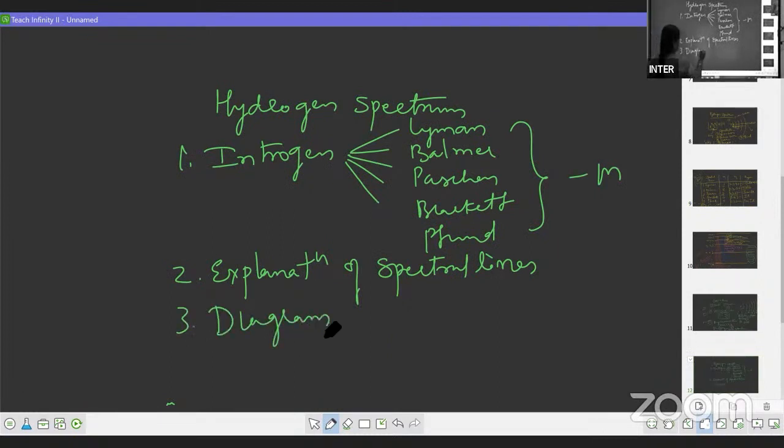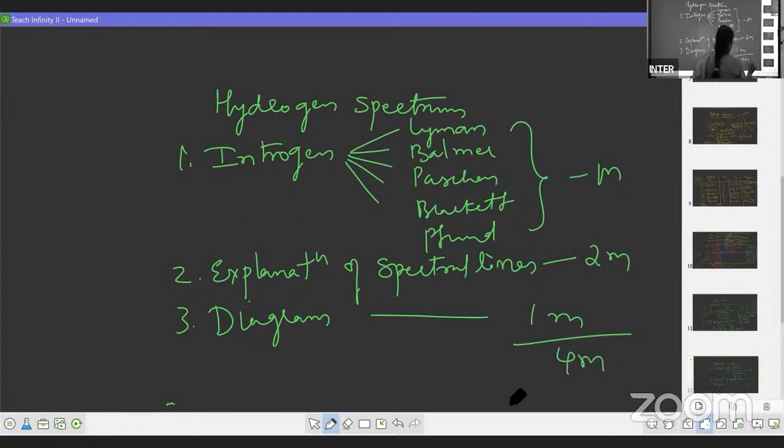The third is the diagram. So this is 1 mark, this is 2 marks, so the total is 4 marks. You get marks only for what you write. In the introduction, write two lines.